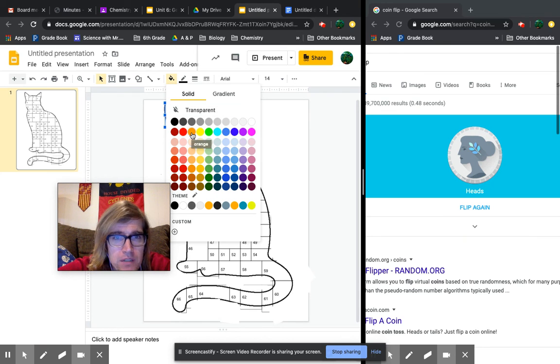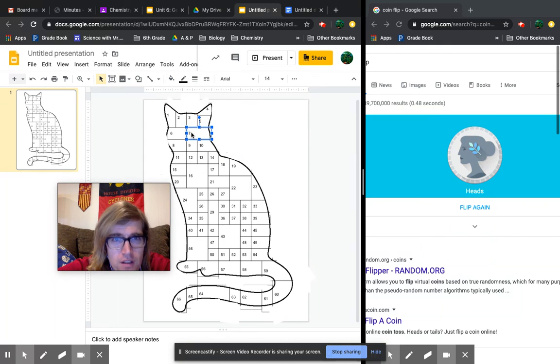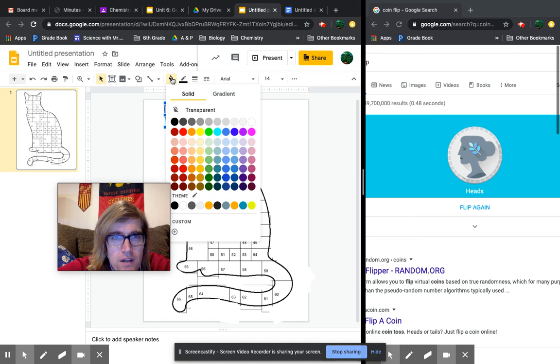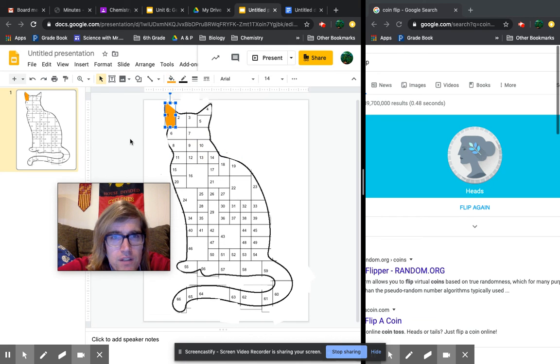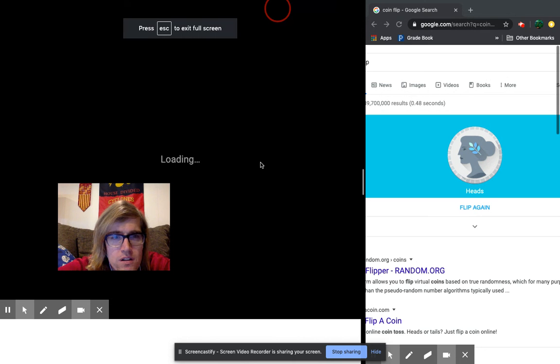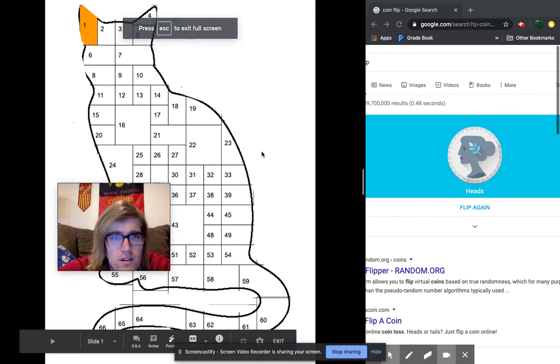So I'm going to pick this orange, and that should color. Oh, come on now. Yep, so it colored that part of that cat orange. And so you go through and color each part as you flip coins.